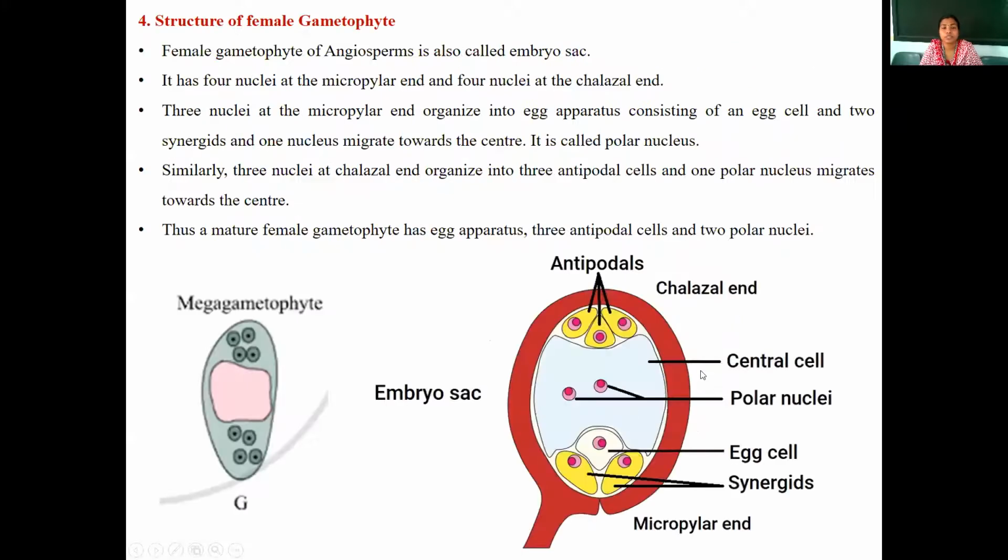So moving on to the structure of the female gametophyte, the female gametophyte is complete only if it has 3 antipodal cells at the chalazal end, one large central cell with 2 polar nuclei, and at the micropylar region 2 synergid cells and 1 egg cell. From here only the pollen tube enters and the double fertilization happens in the flowering plants.